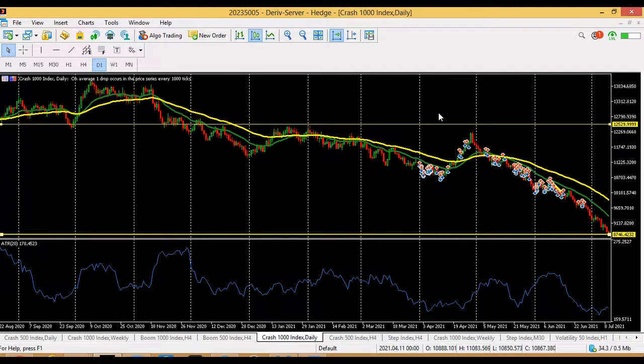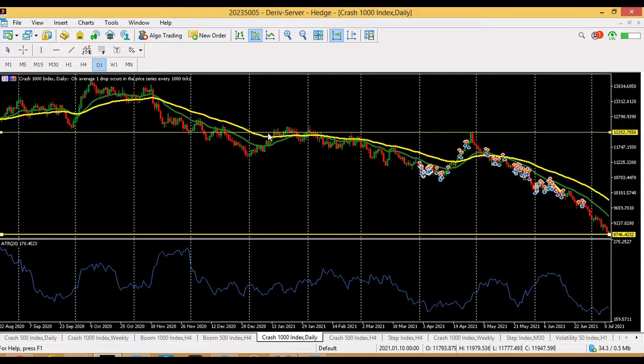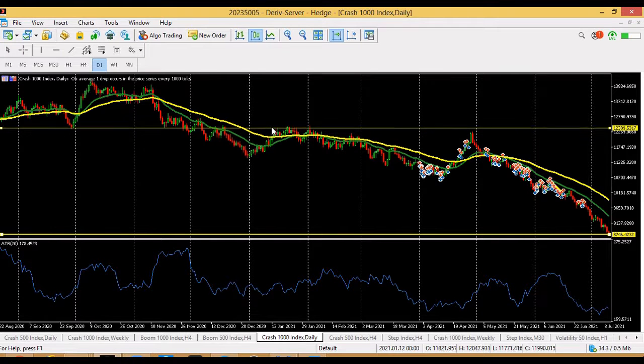So if you are going to place your stop loss at this level, let's assume this is your entry, don't just place your stop loss above this high here. That is very, very wrong, because the market will touch here, touch here, and even touch here. Any time the market retraces up, it will hit your stop loss.